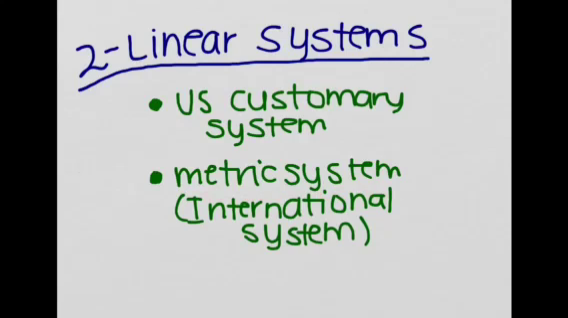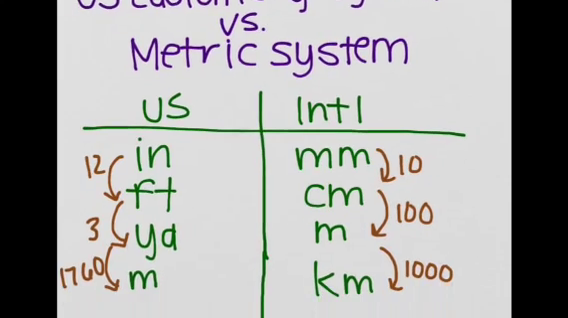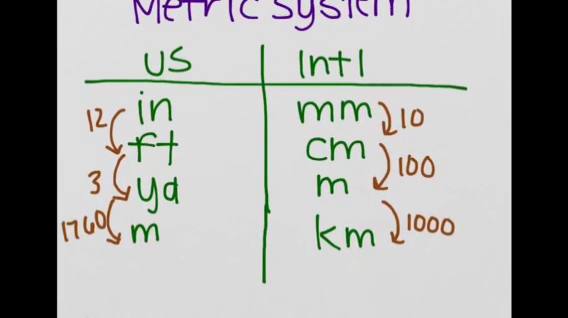the metric system. So let's look at the U.S. customary system versus the metric system, shall we? So let's start off with the U.S. customary system. So we have inches, feet, yards, and miles, not meters, miles.